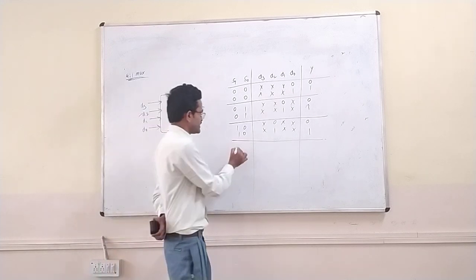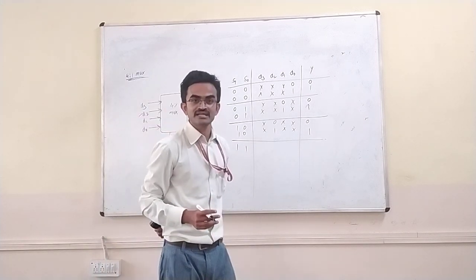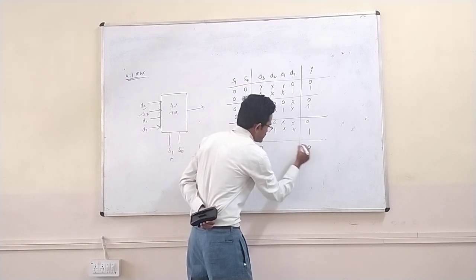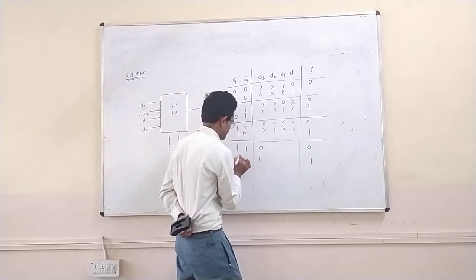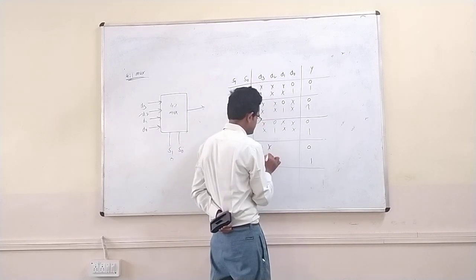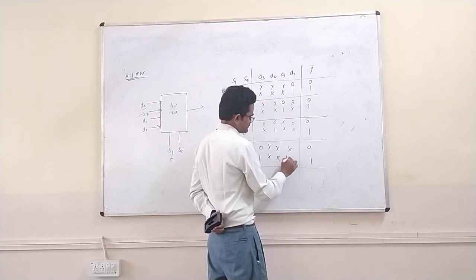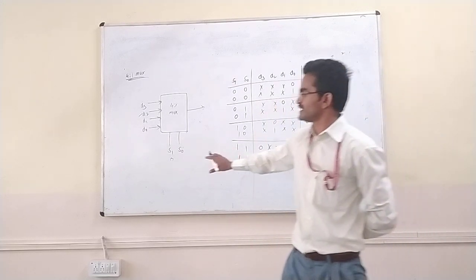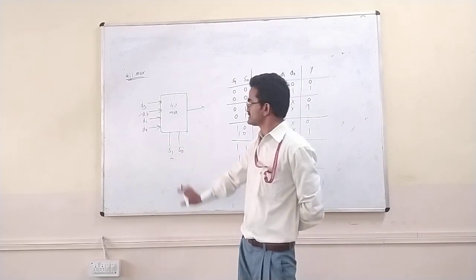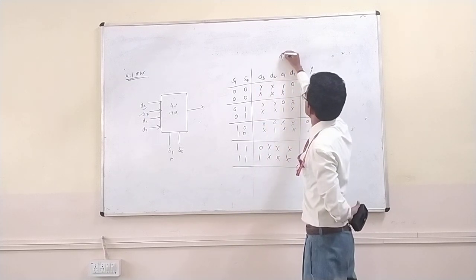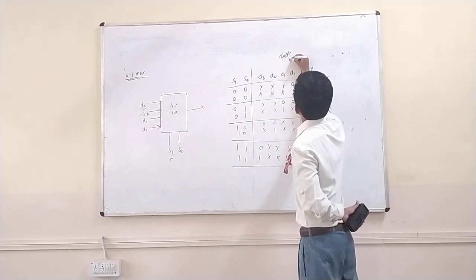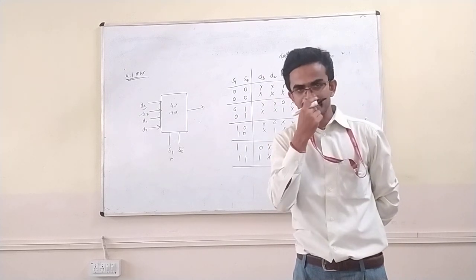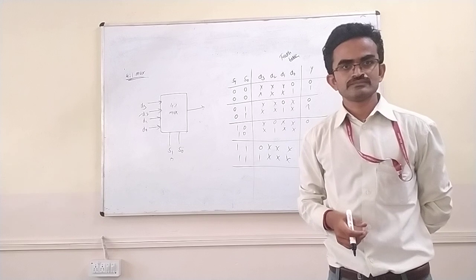Similarly, the last one, 1 1, which means 3. D3 is selected. If D3 is 0, the output is 0. If D3 is 1, the output is 1. The remaining inputs are don't care. So it indicates that in the multiplexer, the output depends completely on the select lines. This is the truth table for the 4:1 multiplexer.